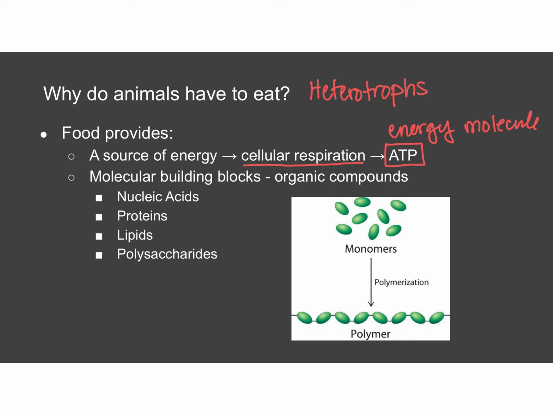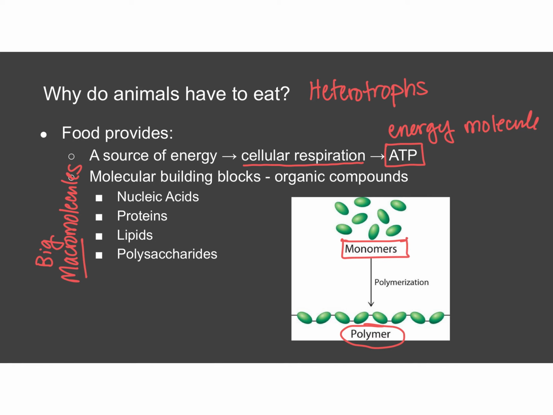Food also provides molecular building blocks for organic compounds. You can see this list here of nucleic acids, proteins, lipids, and polysaccharides. These are all examples of macromolecules, and macro just means big. So these are big molecules. They're also sometimes called biomolecules because essentially the organic part of all living things are made out of these four types of molecules. They are also often referred to as polymers, although lipids are an exception to that. And they are made up of monomers.